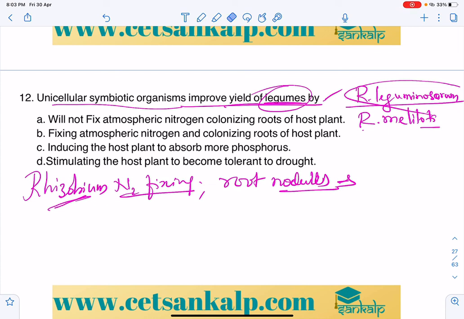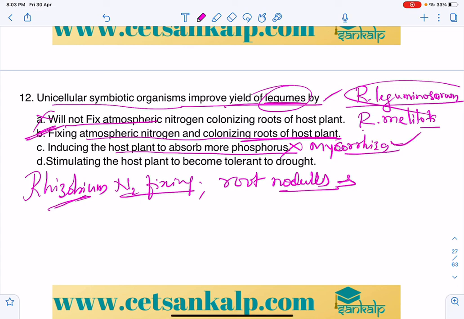Fixing atmospheric nitrogen, will not fix atmospheric nitrogen. So this is wrong. Fixing atmospheric nitrogen, colonizing roots of host plant, which forms root nodules, correct. Inducing host plant to absorb more phosphorus, wrong. That is mycorrhiza, which helps to absorb more phosphorus. So keep this in mind: mycorrhiza helps in absorption of phosphorus.